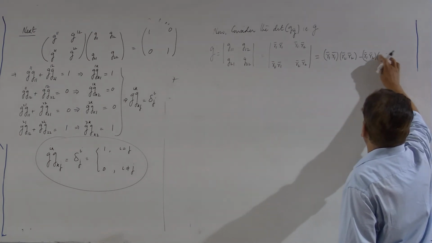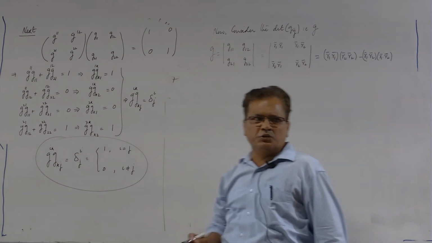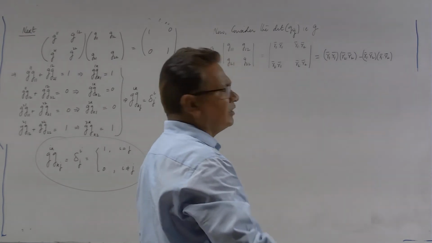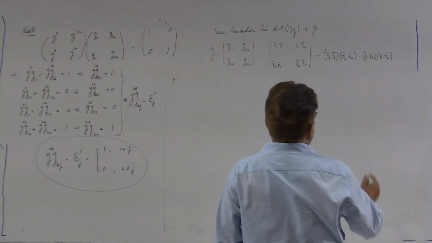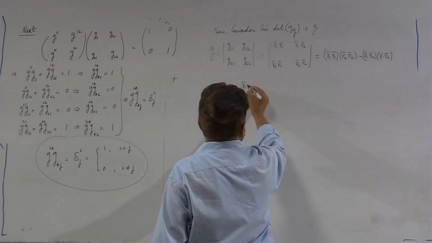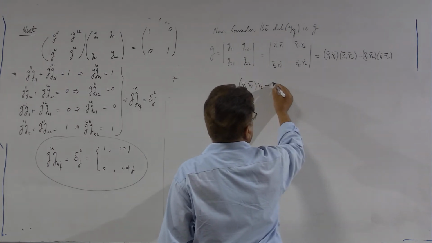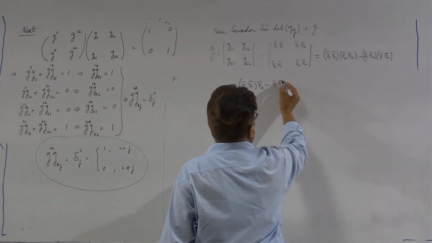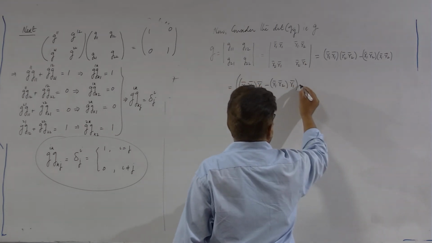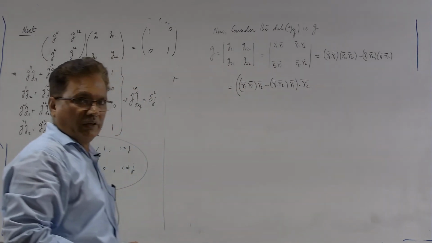I can write this also as R1 dot R2, it does not matter. G12 and G21 are the same, so I can take this liberty. Okay, put R2 dot R1 as R1 dot R2. Now look here, I can further write it down as R1 dot R1 multiplied by R2 minus R1 dot R2 multiplied by R1, and the whole thing is dot product with R2. Okay.